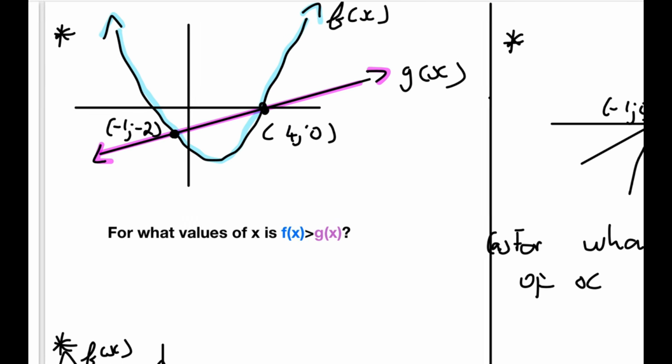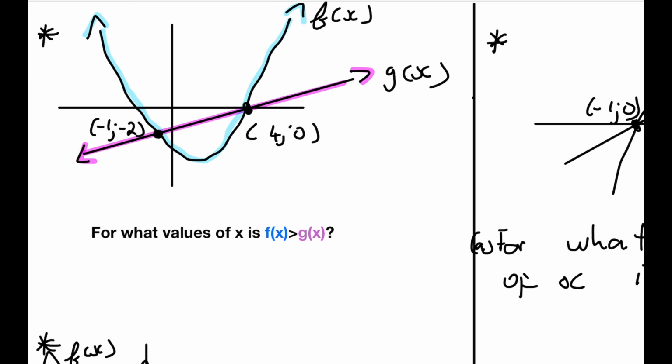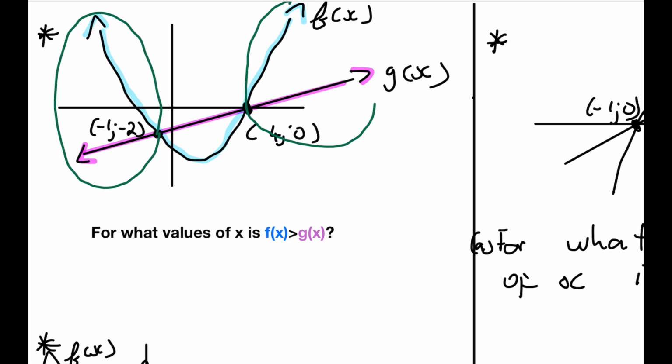If you have a look at this first example here, we've got f of x, the blue parabola graph. We've got g of x, the pink straight line graph. And the question is, for what values of x is f of x greater than g of x? That means where on this Cartesian plane is the blue graph above the pink graph? If you have a look at this region here that I'm circling, you'll notice it fits the criteria. Here, the blue graph is above the pink graph. Another region where that happens is here. Here, again, the blue graph is up here and the pink graph is down there.